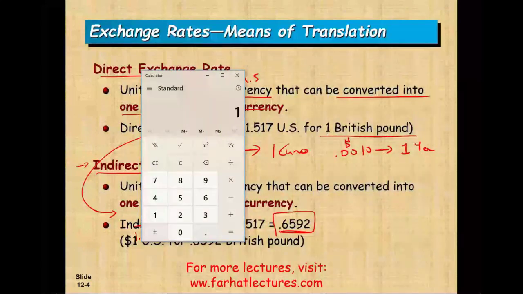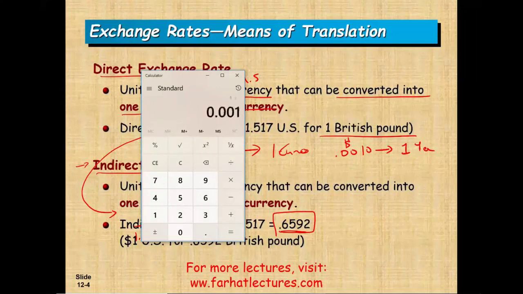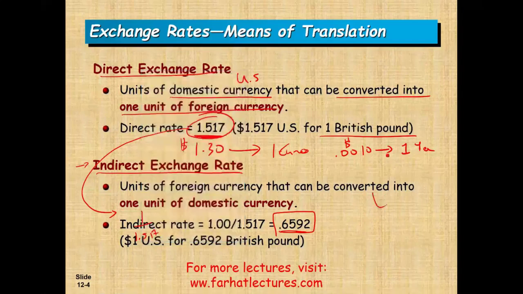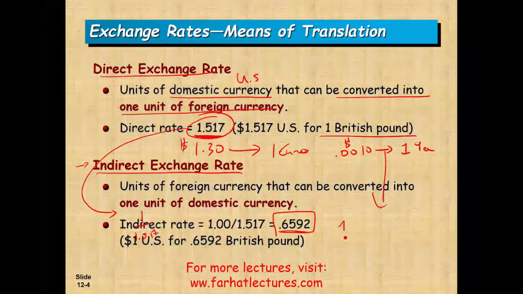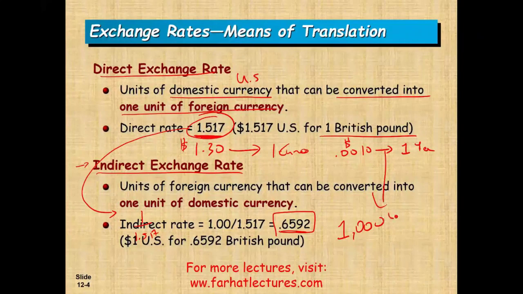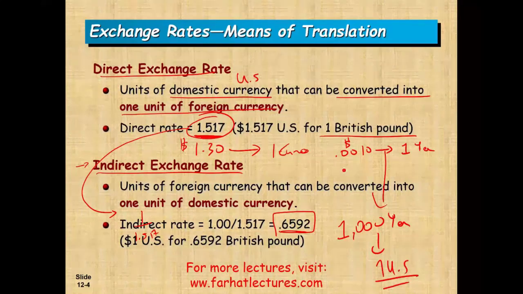For the yen, 1 divided by 0.001. I just made this up, 0.001. You need 1,000 yen. So if you are a Japanese individual, you need to have 1,000 yen to buy $1 US. This is the indirect rate. The US will say we need 0.001 to buy a yen, which is less than a penny.